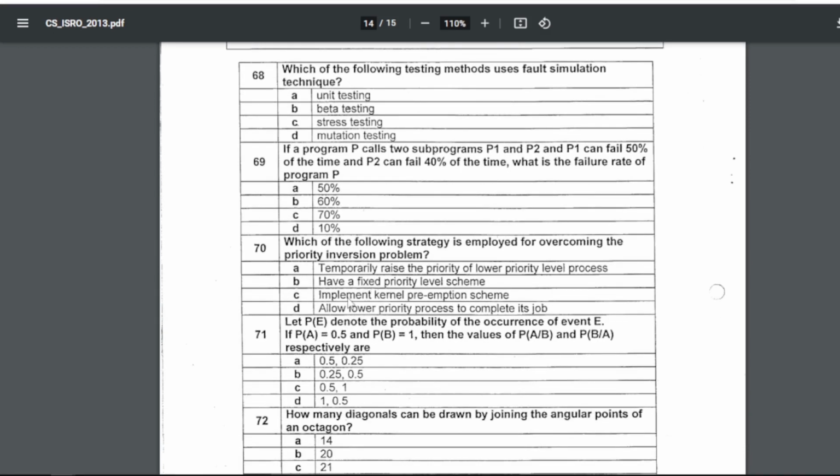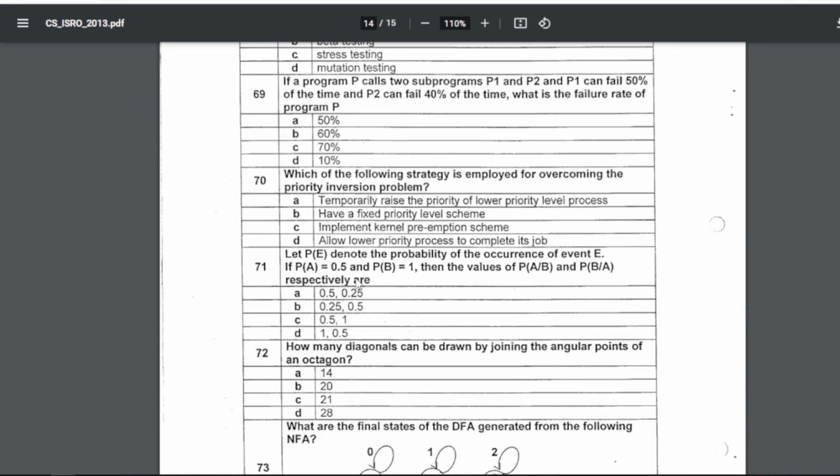Next question is question number 70, that is which of the following strategies is employed for overcoming the priority inversion problem? So basically the answer is A, that is temporarily raise the priority of the lower priority level process. So this strategy is employed for overcoming the priority inversion problem.